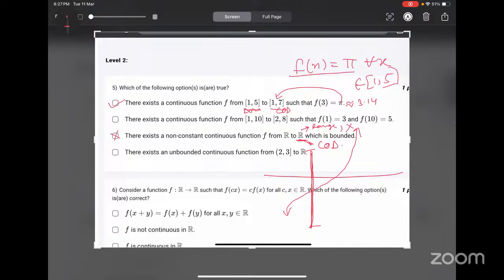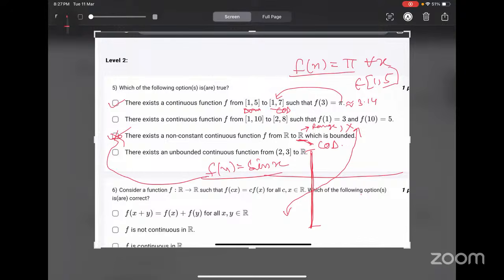Okay. That means they are taking all the second set as a codomain. So in that case, the example we have is f of x equals sin x, right? This is a function from R to R and it is bounded, right? Is it fine, whatever I explained? If you have any doubt, you can unmute yourself and ask. So this example will work for the third option. So then the third option is correct.